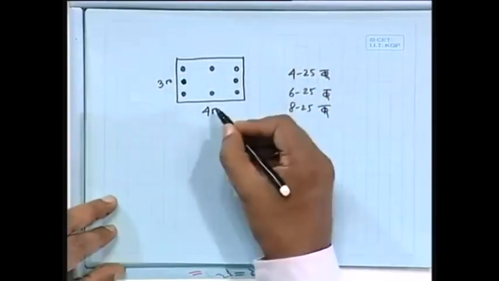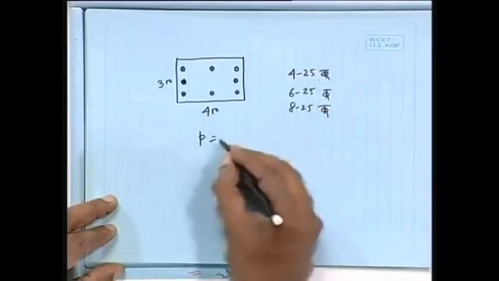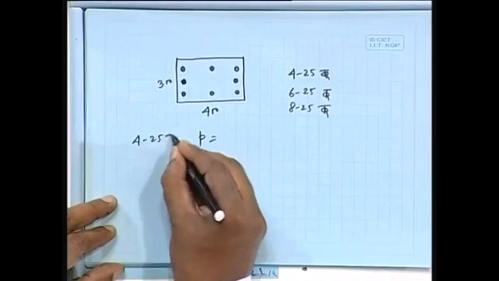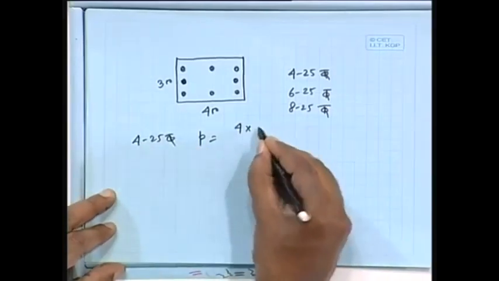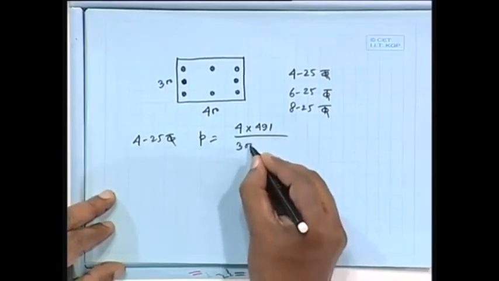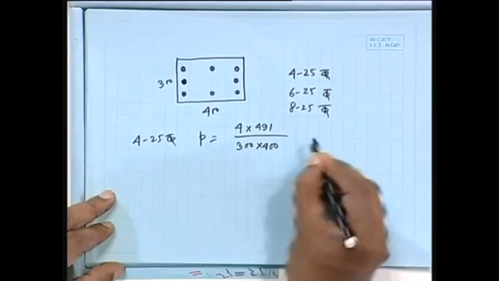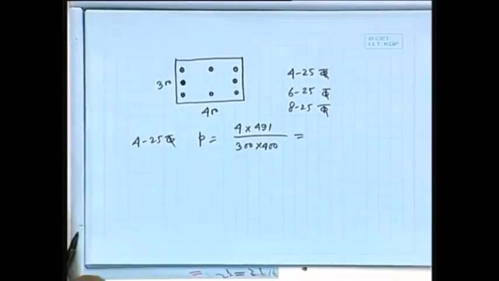So in this case, P will be equal to, if I take say 4 numbers of 25 torr, 4 times 491 divided by 300 by 400. Am I getting the minimum reinforcement? Let us check it first. That one is also required.